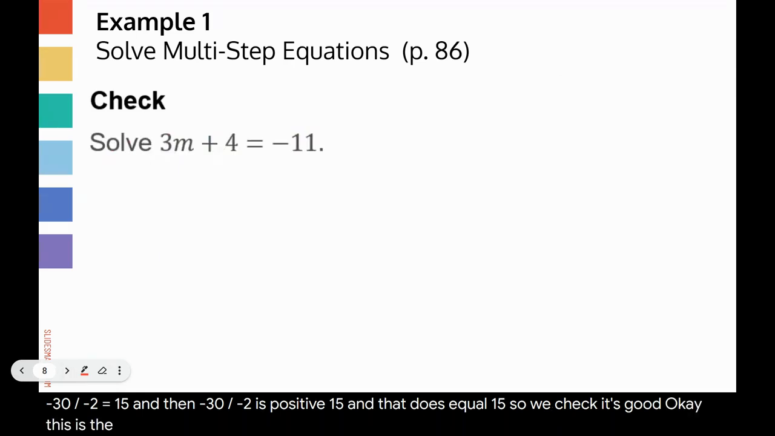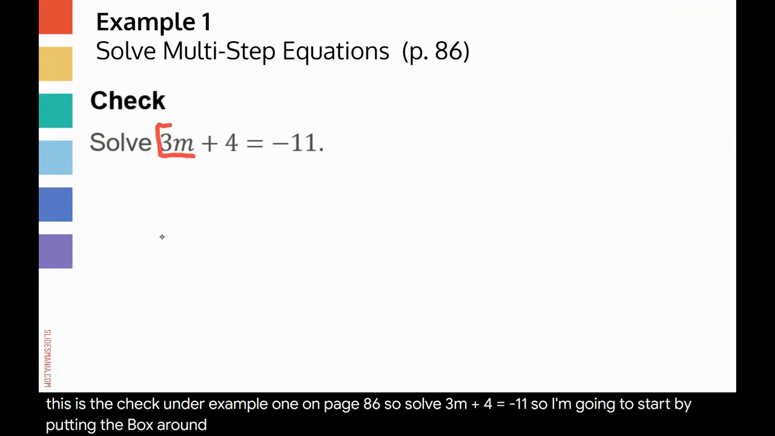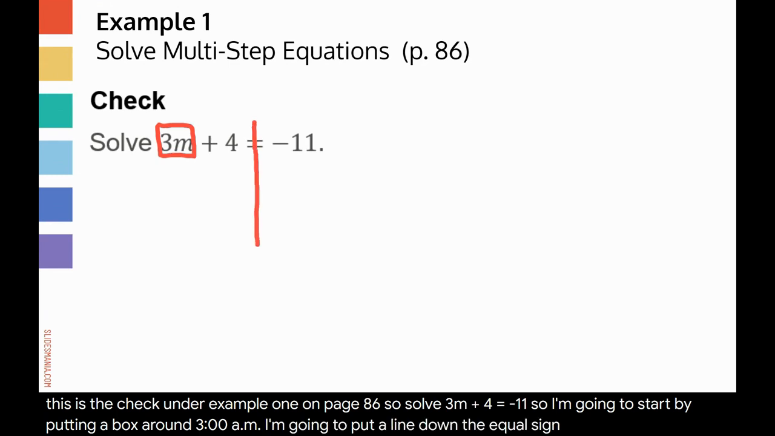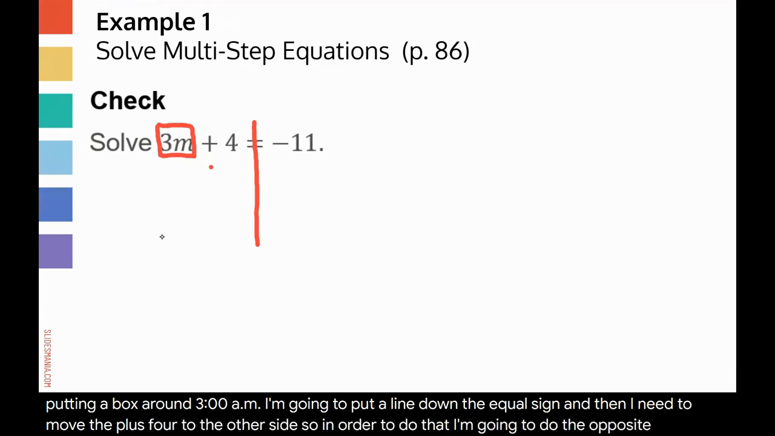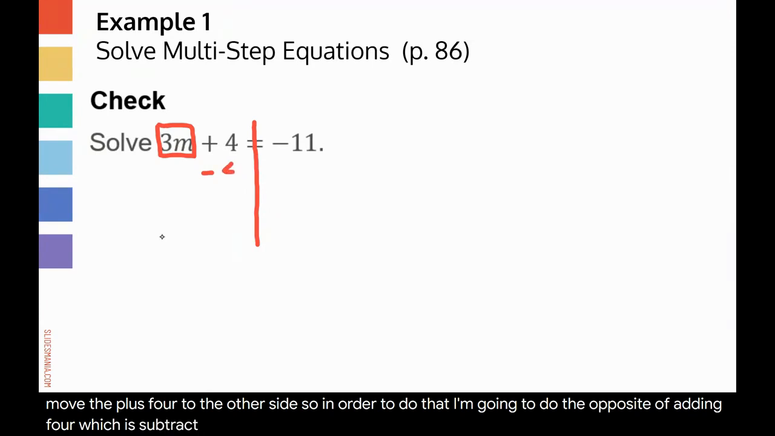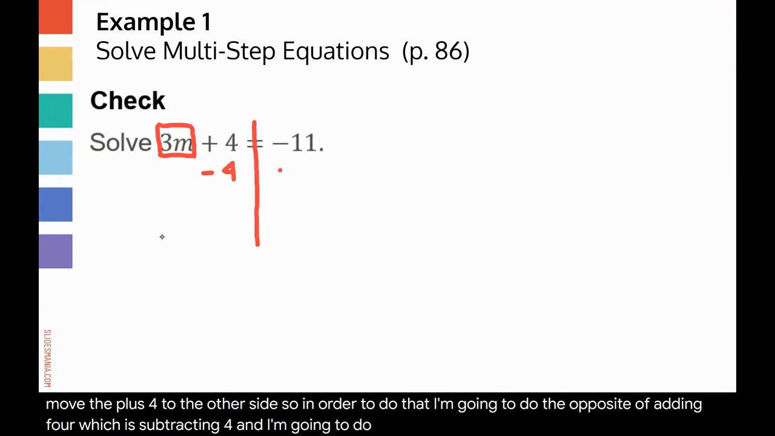Okay, this is the check under example 1 on page 86. So solve 3m plus 4 equals negative 11. So I'm going to start by putting a box around 3m. I'm going to put a line down the equal sign. And then I need to move the plus 4 to the other side. So in order to do that, I'm going to do the opposite of adding 4, which is subtracting 4. And I'm going to do the same thing under the negative 11.